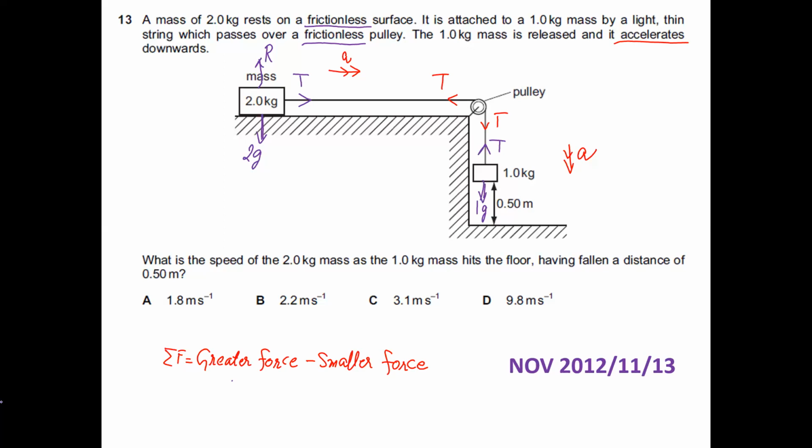So how do you know the forces? Forces are like tension, weight. The red tension is the reaction force, Newton's third law. The blue tension is the applied force. And whenever you show a string in A level, remember that there are two tensions, one at one end and the second on the other end.